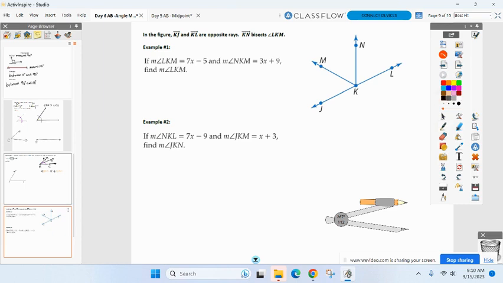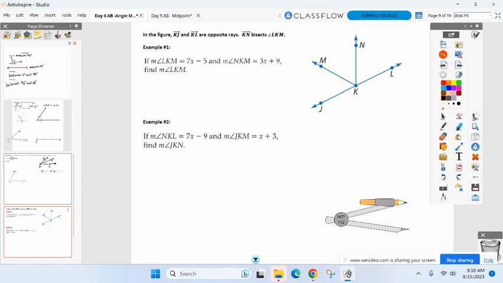Let's try to get through this one before we end class. KN bisects LKM. Everyone see where KN is? It bisects LKM. So everyone find LKM right now. Locate that angle on that diagram for me. Follow the order of the letters. Trace it with your fingers if you have to. L to K to M. KN is bisecting it, meaning it's cutting it into two congruent angles.